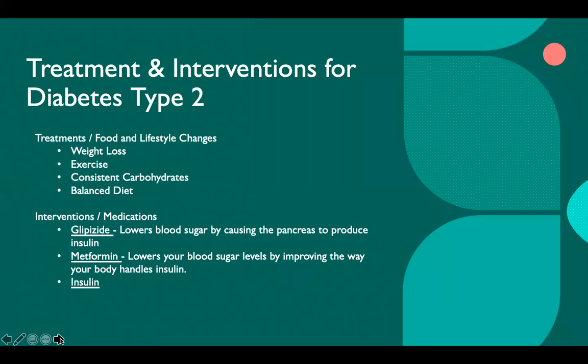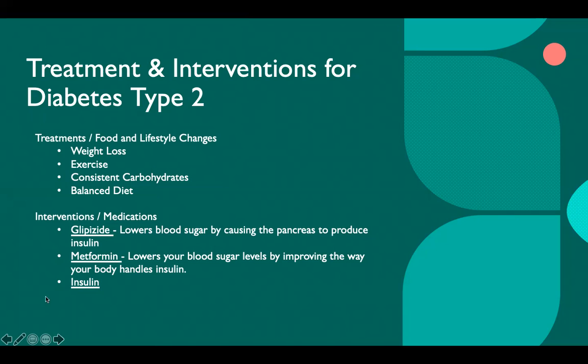So there are different treatment interventions for those with type 2 diabetes. Some treatment options look like food and lifestyle changes. That would mean weight loss if necessary, exercise, following a carb consistent diet, and eating a balanced diet. And we will go over that a lot in today's presentation, what a balanced diet looks like.